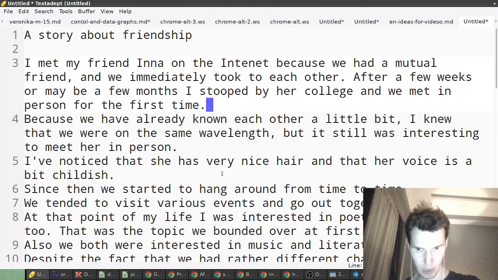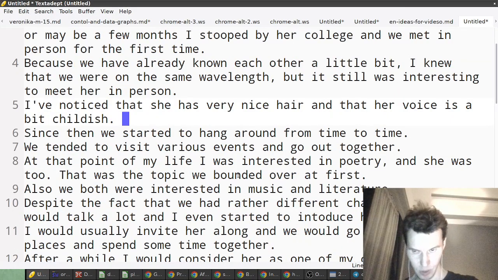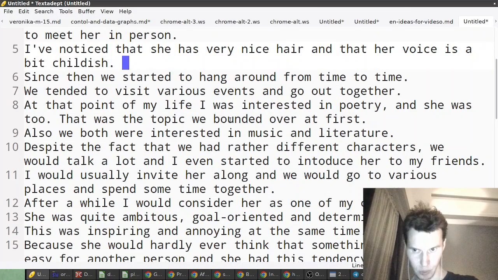I noticed that she has very nice hair and that her voice is a bit childish. Since then we started to hang around from time to time. We tended to visit various events and go out together. At that point of my life I was interested in poetry and she was too. That was the topic we bonded over at first. Also, we both were interested in music and literature.